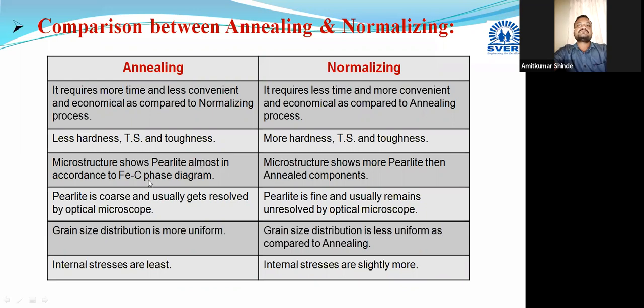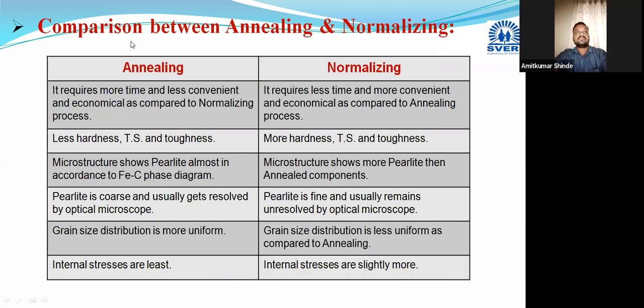And then the grain size distribution in annealing is more uniform. In normalizing, the grain size distribution is a little bit less uniform as compared to annealing. Internal stresses are least in annealing due to very slow cooling, and due to a little bit faster cooling, a greater amount of internal stresses may be there in the normalizing heat treatment process.